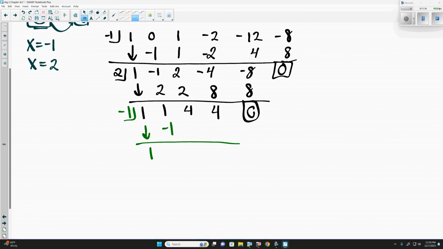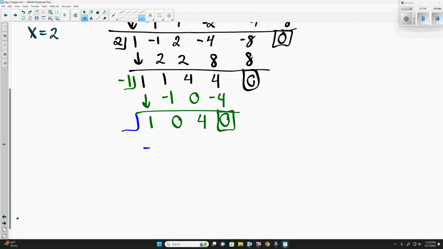-1 times 1 is? And 1 plus -1 is? 0. -1 times 0 is? 4 plus 0 is? -1 times 4 is? And 4 plus -4 is? 0. So it means it was repeated. We did have it more than once.